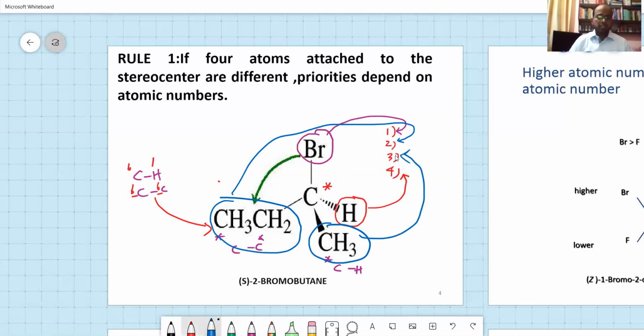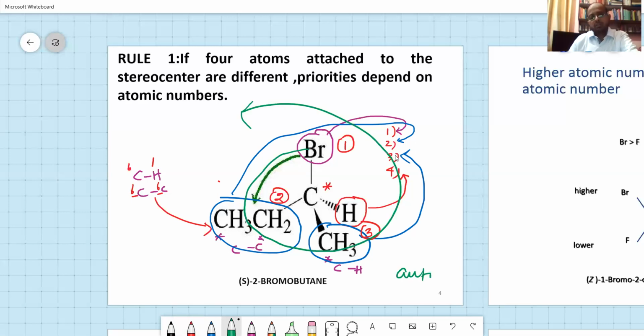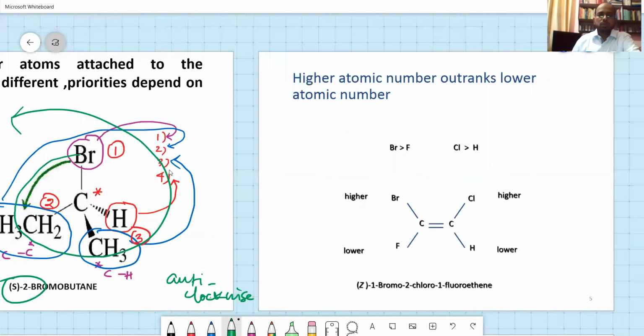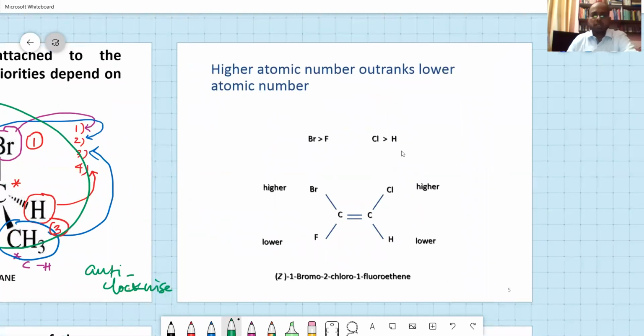If you start numbering there, this is just a rough measure. You have to draw the structure according to the Newman projection or the Fischer projection. This is the first thing, this is the second thing, and this is the third thing. So the rotation seems to go this way, and this way. So it is anti-clockwise. When it is anti-clockwise, you call it S. That is what is given there. So here you can see the rule: higher atomic number outranks lower atomic number.